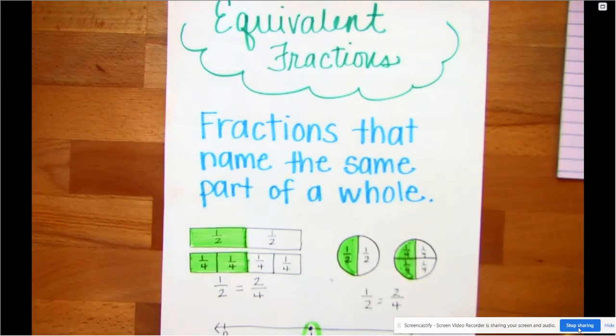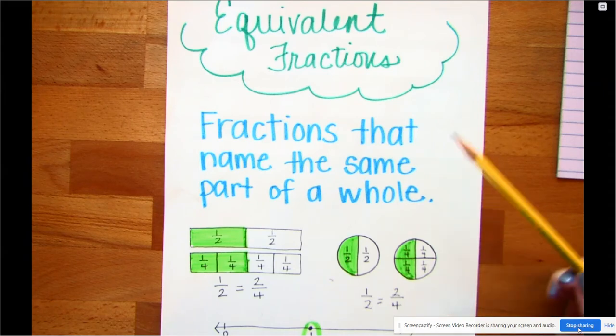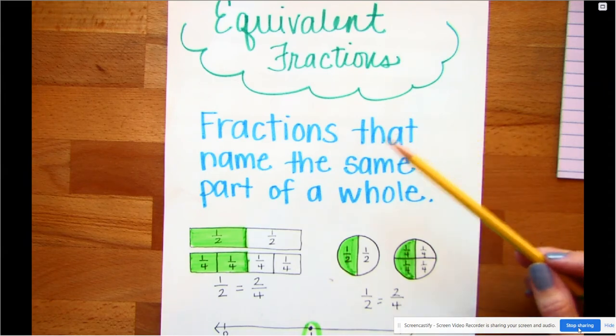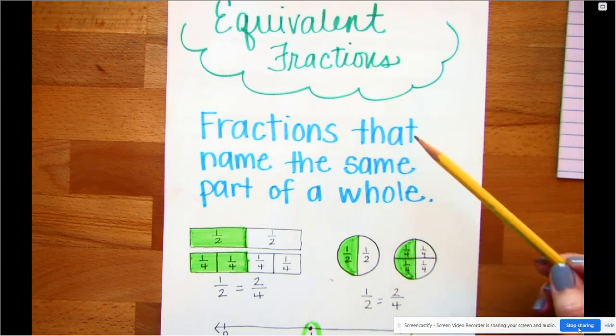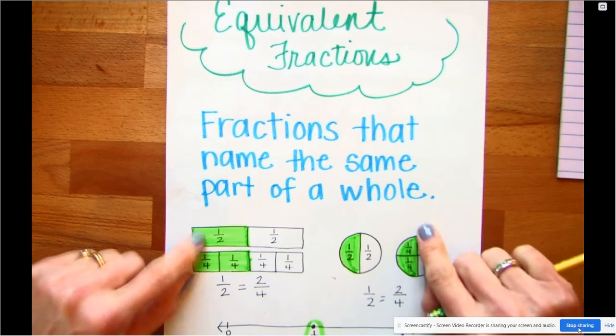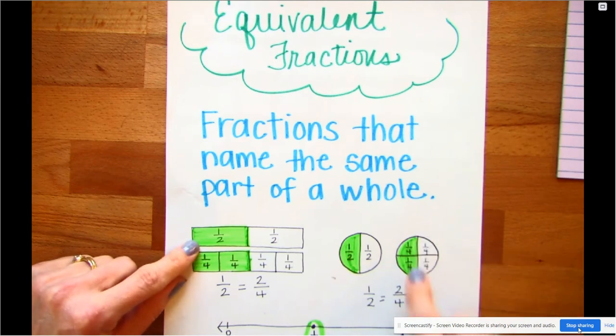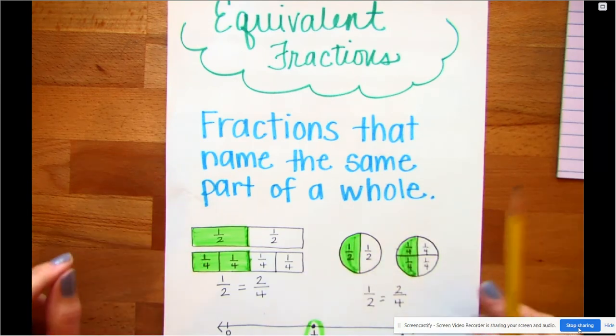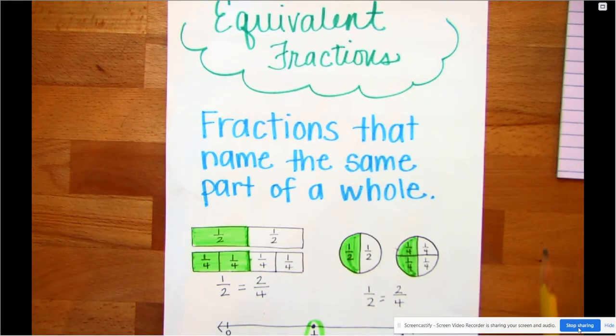Hey, third graders, we're going to continue with equivalent fractions today. And I just wanted to remind you of this chart that we looked at the last time, showing that equivalent fractions are fractions that name the same part of a whole. So we looked at these fraction strips, right, or fraction bars, and then these circles. And today we're going to talk a little bit about how we can show equivalent fractions on number lines.